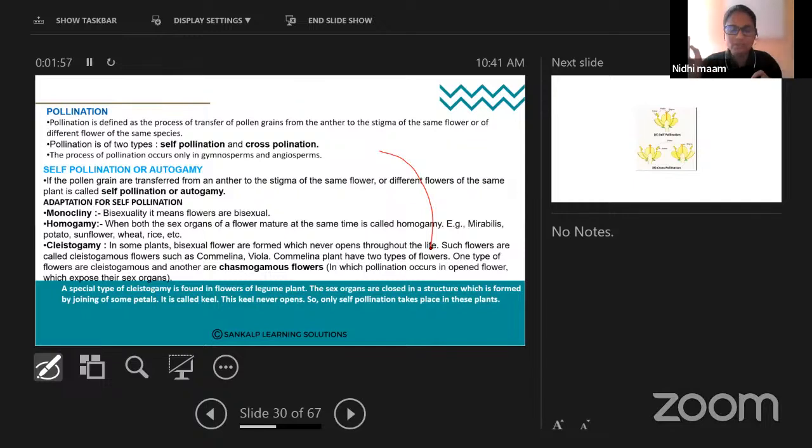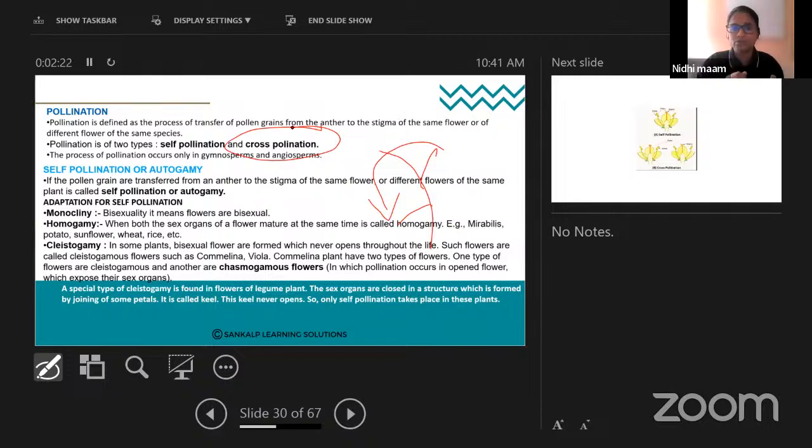The transfer of pollen grain of one flower to the stigma of another flower of the same plant. ಒಂದೇ ಪ್ಲಾಂಟಿನ ಬೇರೆ ಬೇರೆ ಹೂಗಳ ನಡುವೆ ಪೋಲನ್ ಗ್ರೇನ್ ಟ್ರಾನ್ಸ್ಫರ್ ಆದ್ರೆ ಇಟ್ ಇಸ್ ಕಾಲ್ಡ್ ಆಸ್ ಕ್ರಾಸ್ ಪಾಲಿನೇಷನ್. ಇದು ಒಂದು ರೀತಿಯ ಕ್ರಾಸ್ ಪಾಲಿನೇಷನ್.